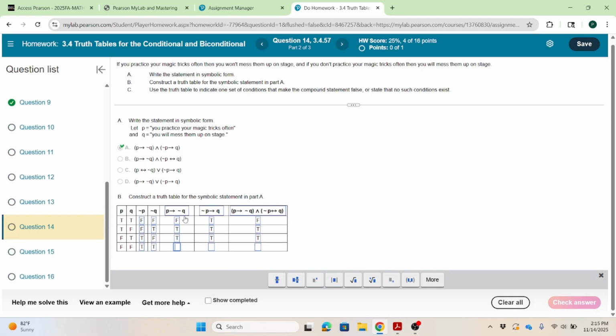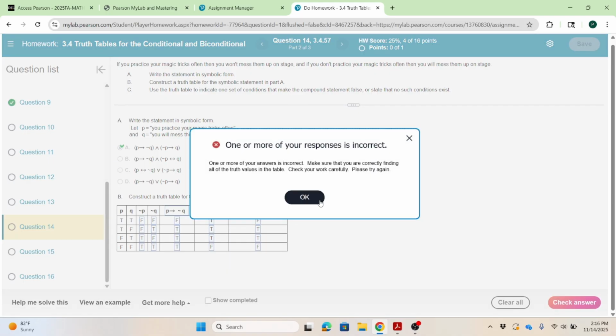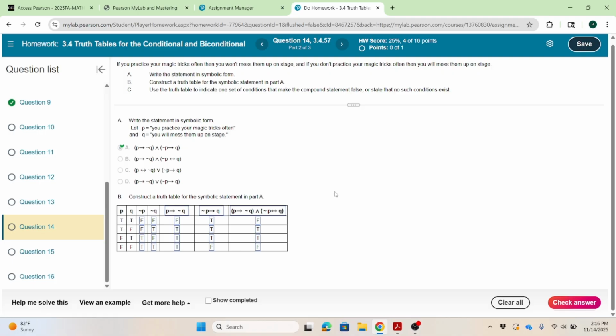So P implies not Q, which is P is false, implies true, that is true. And then not P, which is true, implies Q, which is false, that is false. And then true and false is false. Okay, there is something wrong here. What did I do wrong? Let's go back here.